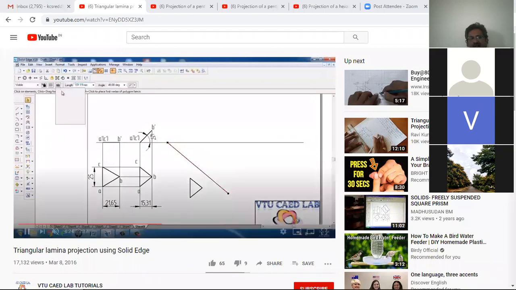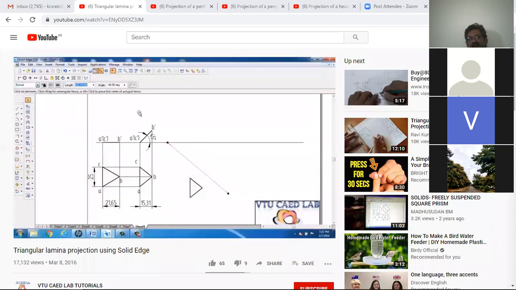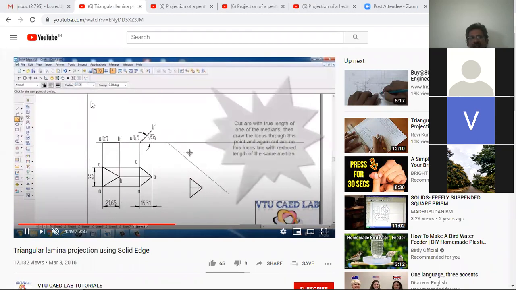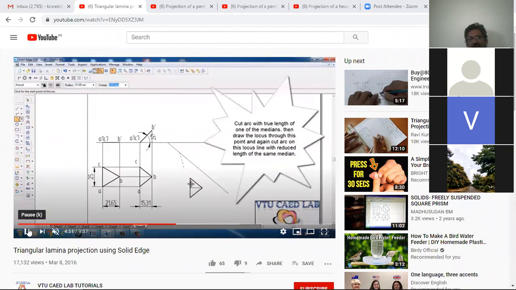So this line should be 0.13 because it is a projection line. Then this has moved. See, this is the apparent median length. This is the true median length, which you have to take. We have to place any one of the points on this and take the radius. Radius is equal to 21.65.